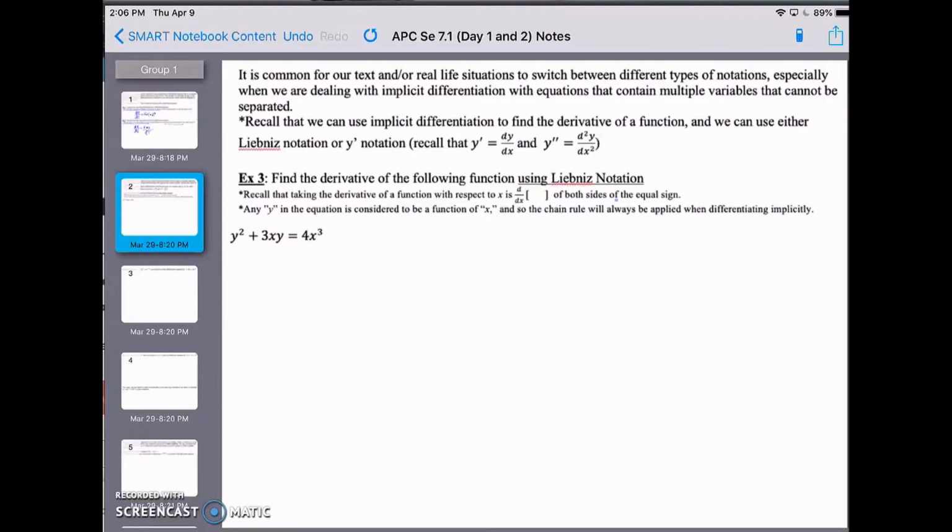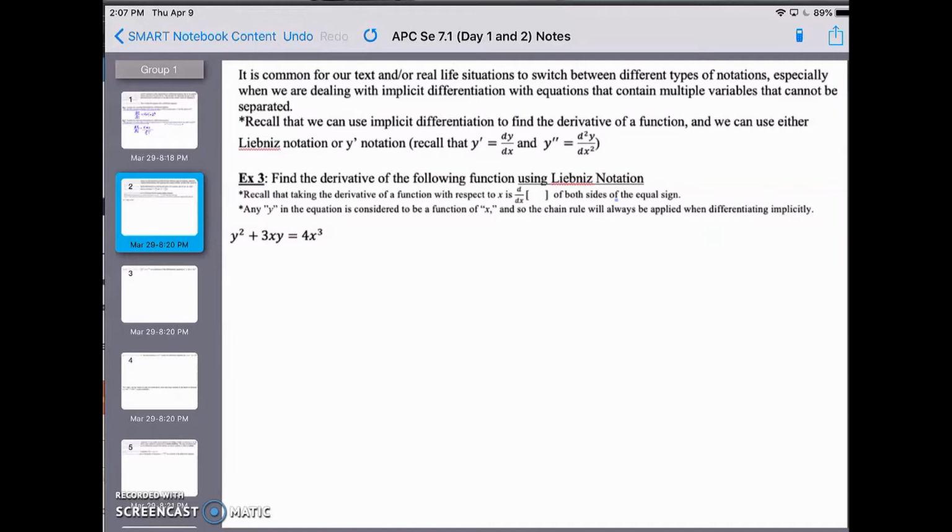So it's common for our text and or real life situations to switch between different types of notations, especially when we're dealing with implicit differentiation with equations that contain multiple variables that cannot be separated. Now we've done this before. Earlier this year, we worked on implicit differentiation to find the derivative of a function.